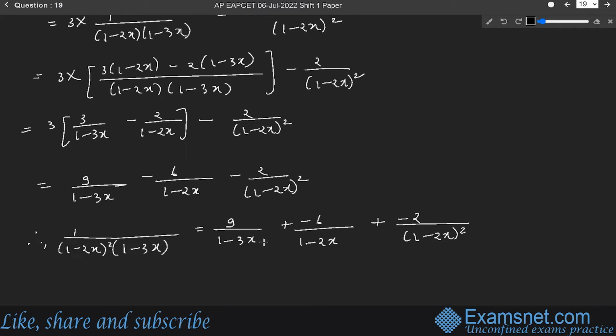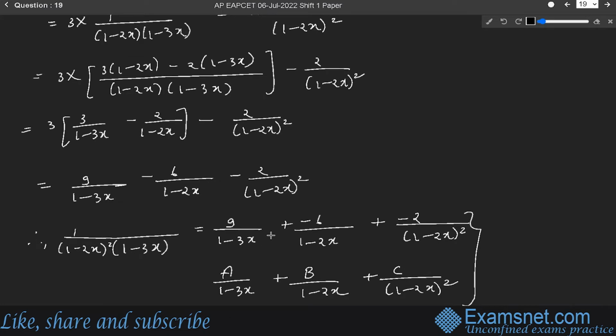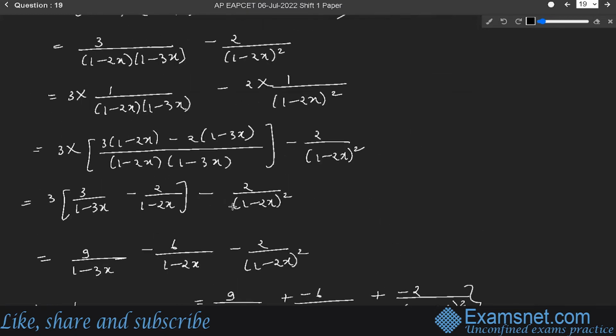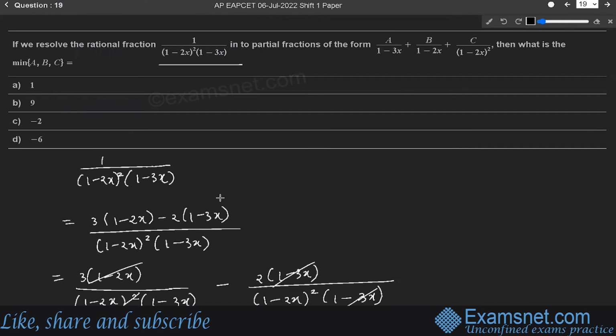In the question, a form is given which is a upon 1 minus 3x plus b upon 1 minus 2x plus c upon 1 minus 2x whole square. So comparing both of these, we get a is equal to 9, b is equal to minus 6 and c is equal to minus 2. We have to find the minimum value from a, b and c. So the minimum value here is minus 6. Therefore, we can say that the minimum of a, b and c is minus 6, which is option number D here.